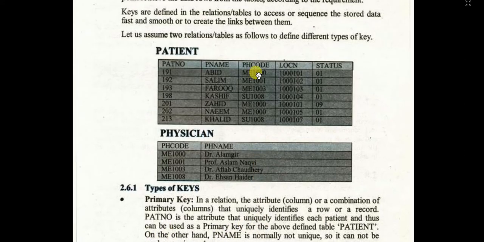Like for example, this is the patient table, so here patient number is the attribute which can serve as the primary key because it is unique and there is no null value in it. The main thing about a key should be that it should be unique and there should be no null values in it. It is very important for a field to be a key.